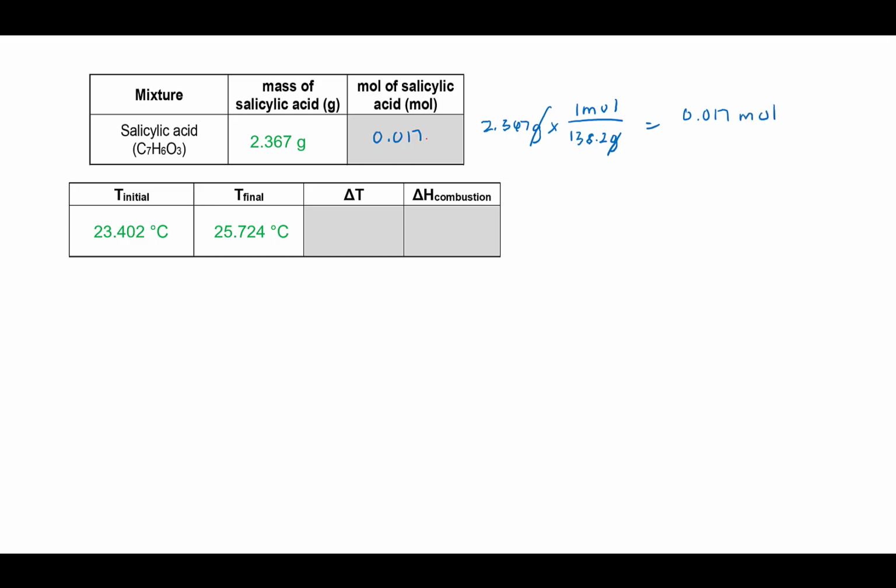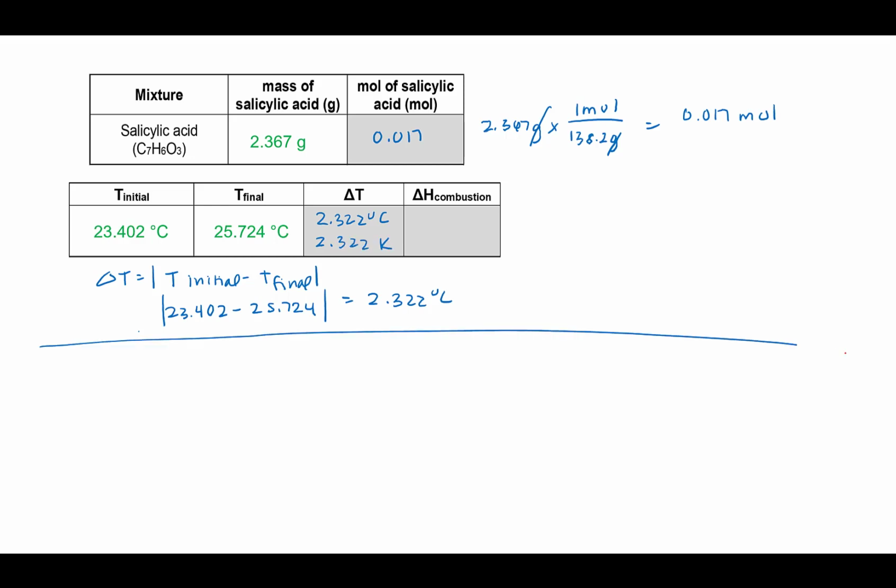And then for our delta T, here it's going to be the absolute value. So whatever you end up getting, we'll take the absolute value of that. So this would be 23.402. This will be 2.322 degrees Celsius, which is also 2.322 K.